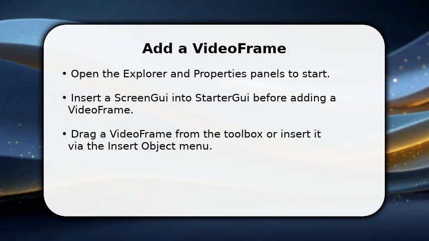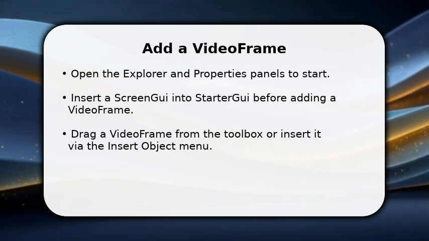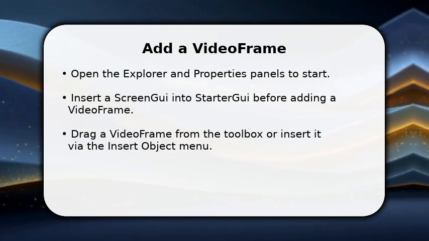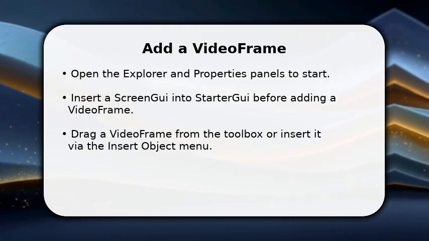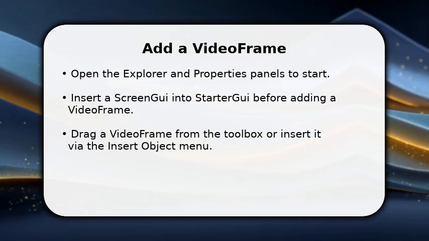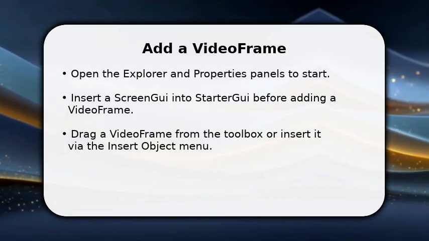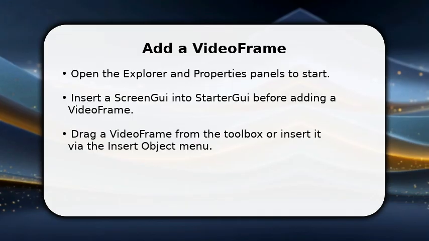In this video, I will show how to use Video Frame in Roblox Studio. Open Explorer and Properties, insert a screen GUI into Starter GUI, then add a video frame. Resize the frame and set the video property to a valid Roblox asset ID or streaming URL. Adjust size and anchor point for placement and set visible to true.